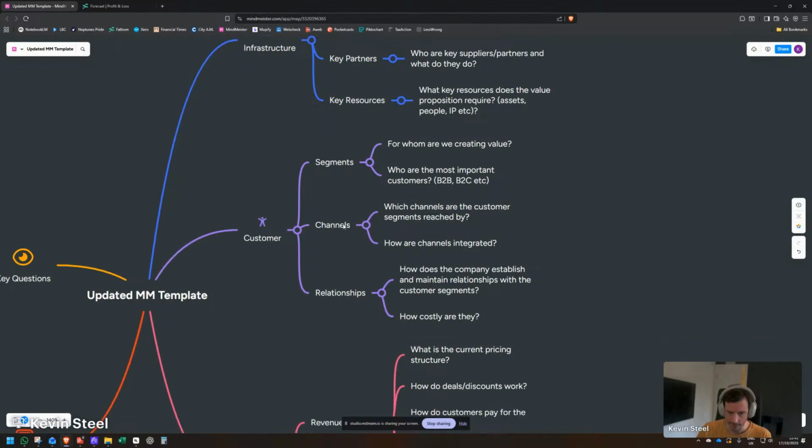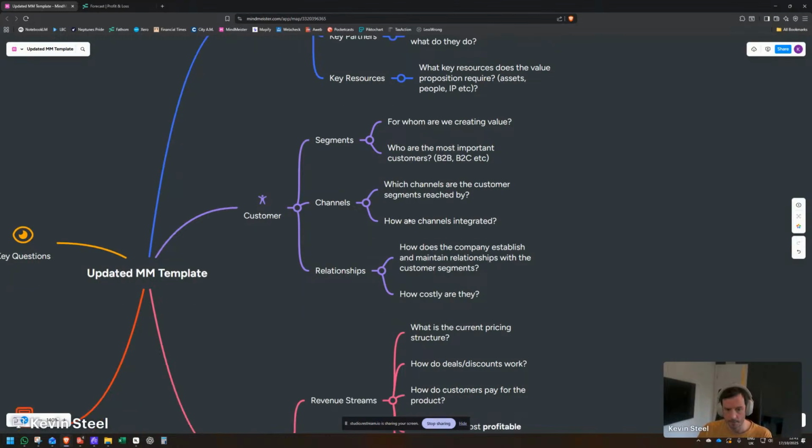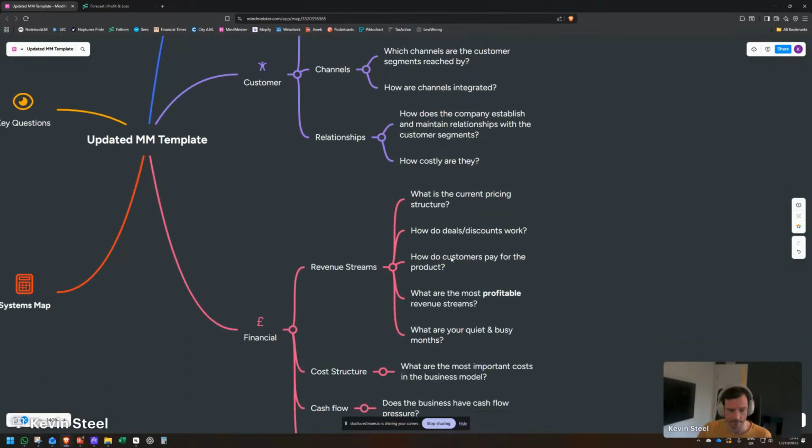Then we have a look at the customer channels. So we're touching on a little bit of marketing here. What channels are the customer segments reached by? Is it Google Ads? Is it LinkedIn? Is it founder-led strategy? Is it SEO? And how are all these different channels integrated together? Then we have a look at the relationships. How does a company actually establish and maintain these relationships with the customer segments? And how costly are they?